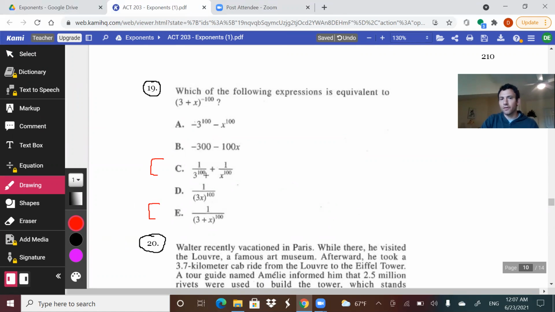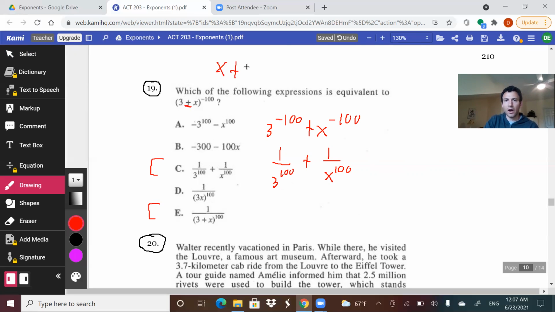So C is incorrect. Why? Because the mistake is to say, oh, it's 3 to the negative 100 plus x to the negative 100. Okay, negative exponents, drop the base. And to say, okay, it's C. And of course, they put C before E in case you take the bait on this one. But that's wrong. And the reason it's wrong is, if you remember, we don't distribute across addition, right?